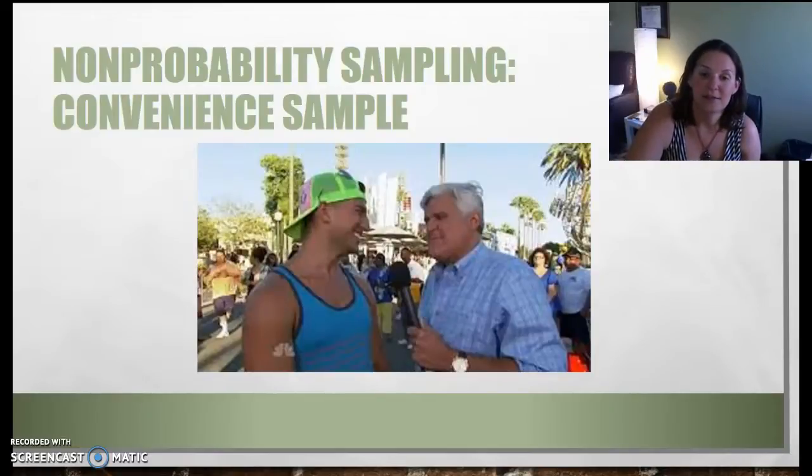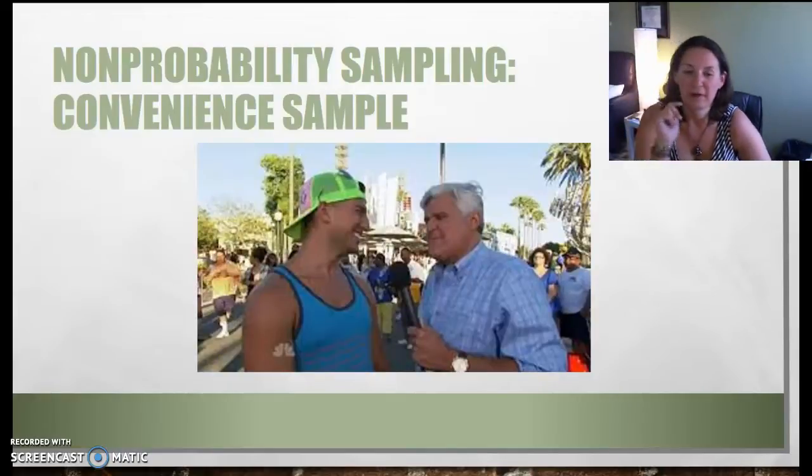The first is convenience sampling, and this picture you might recognize as Jay Leno. The best example of convenience sampling is Jaywalking. So he does a segment on his show where he just stops people in the streets, right? Like on the streets of LA or Disneyland or whatever, and just randomly stops people and asks them questions.